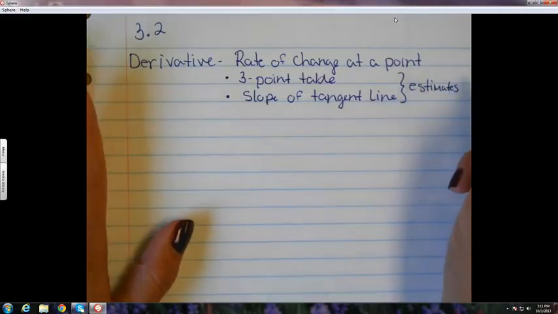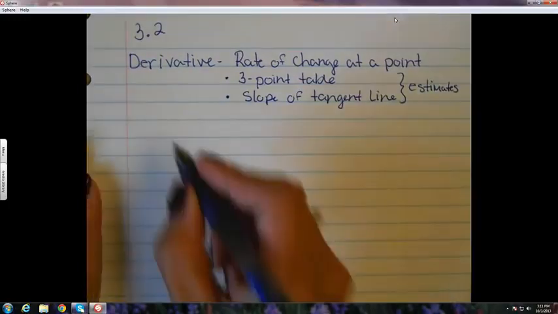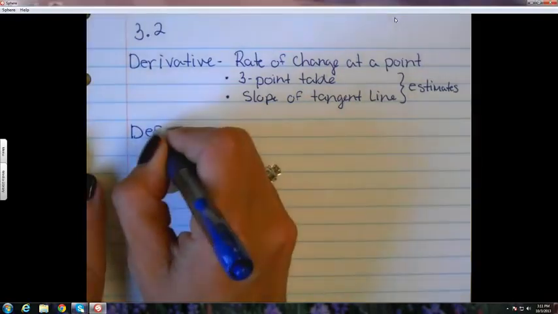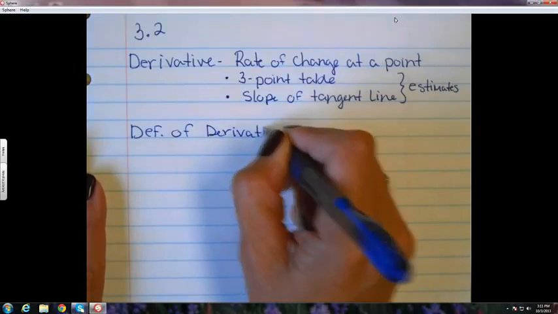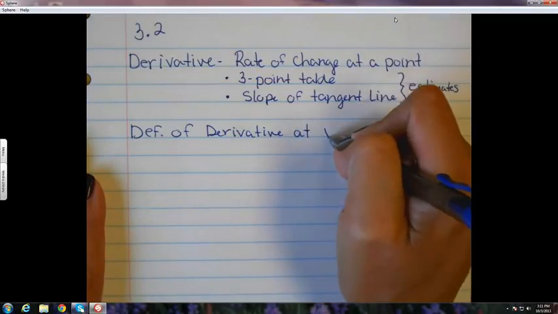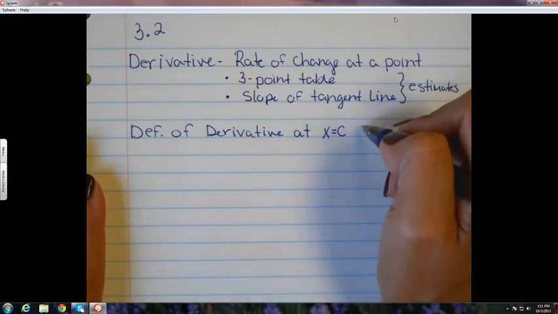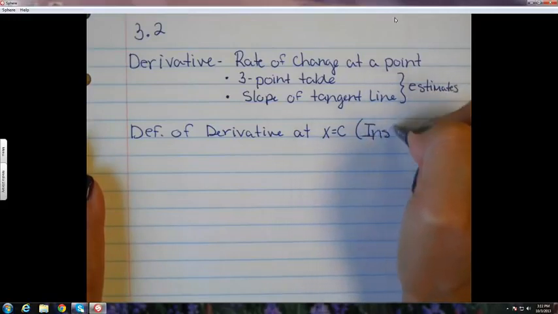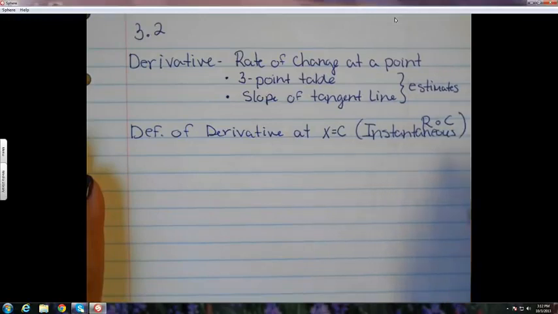In this chapter, we're going to find how to find the derivative exactly. So we'll start out with the definition. The definition of derivative at a specific c value. Okay, and this is our instantaneous rate of change. It's no longer going to be an estimate. It is going to be the instantaneous rate of change. Rate of change, ROC, we'll go with that.